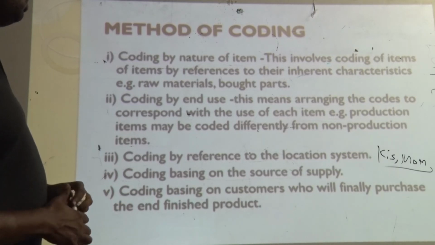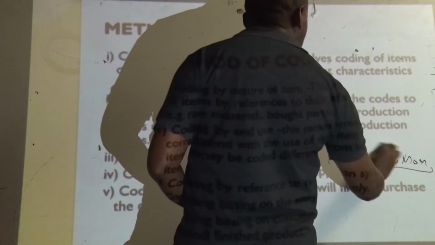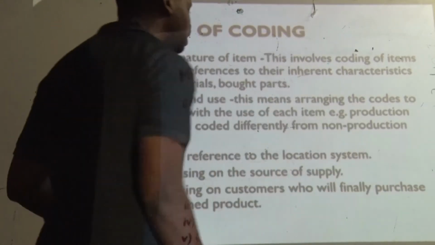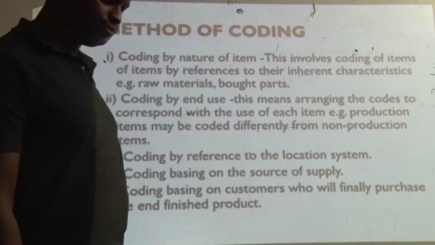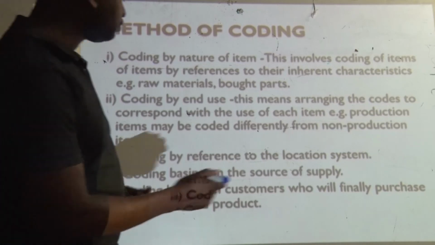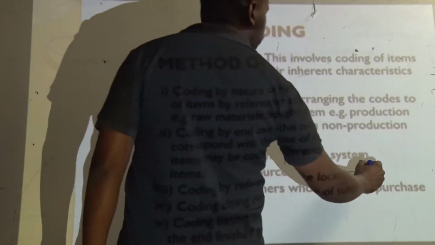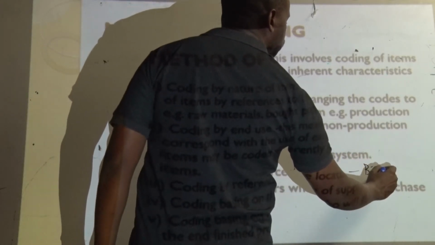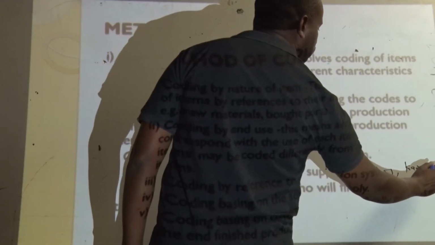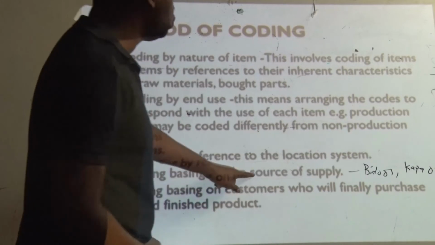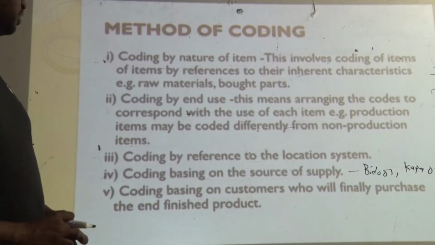Or the other thing is you are basing your coding on the source of supply. If you are buying items from Bidco, you can decide to code the items depending on the source of supply. Let's say you can say Bidco 01, or you can say Kapa 02. So depending on the source of supply, depending on the supplier who is supplying to your organization.